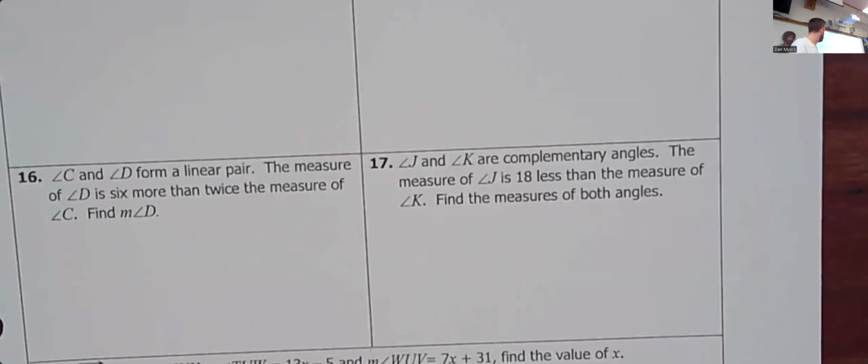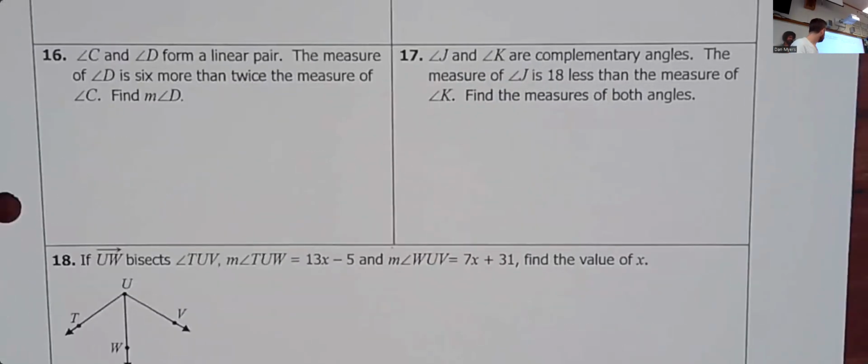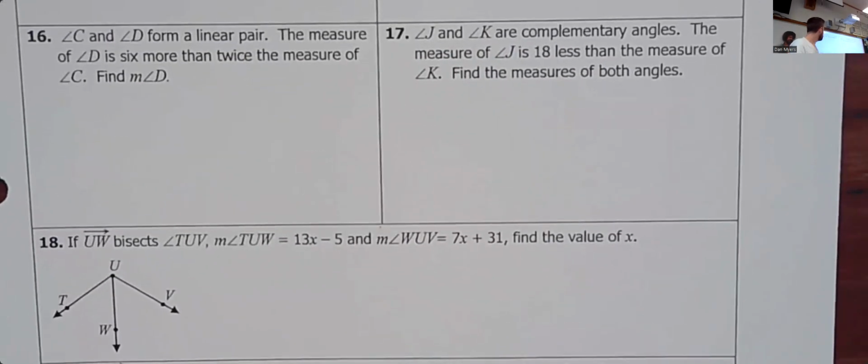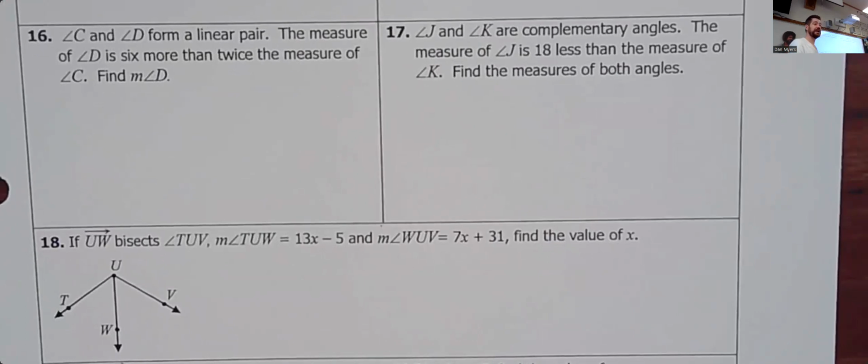16 and 17, however, these ones become a little bit more challenging because these ones are more like classic word problems from Algebra 1, which I know everybody just loves. So angle C and angle D form a linear pair. So they add up to 180, we know that. The measure of angle D, this is where it gets a little trickier. The measure of angle D is 6 more than twice the measure of angle C. Find the measure of angle D.